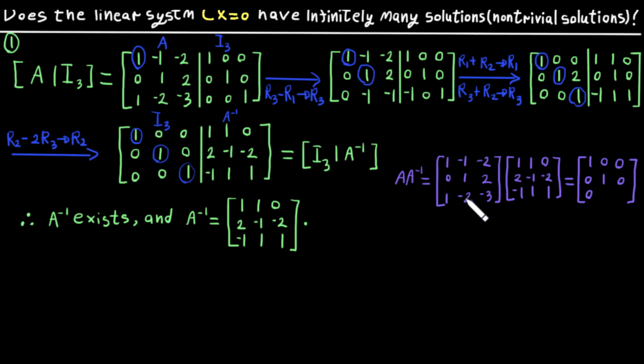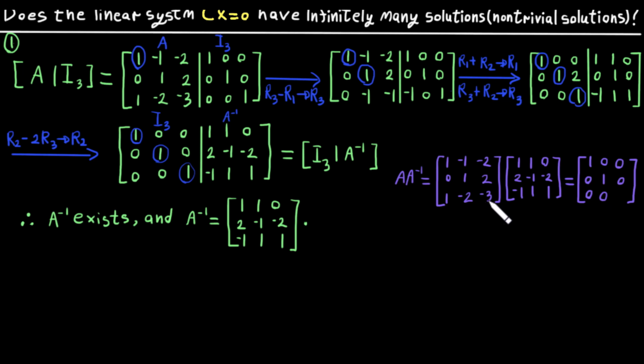To find this element, we have to multiply this row by this column. 1 multiplied by 1, which is 1, plus -2 multiplied by -1, which is 2, plus -3 multiplied by 1, which is -3. And you can see here 1 plus 2 equal to 3. 3 minus 3, it will be 0. So here I will write 0.